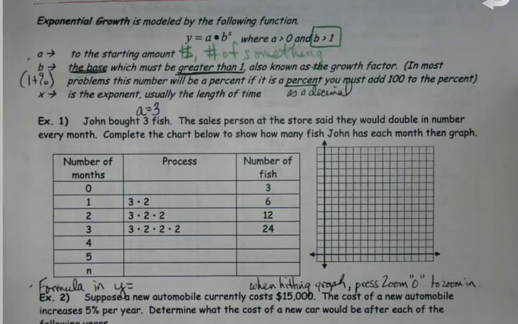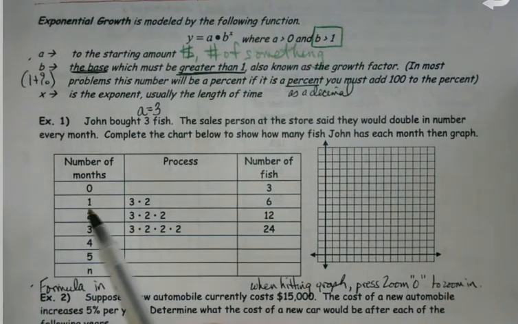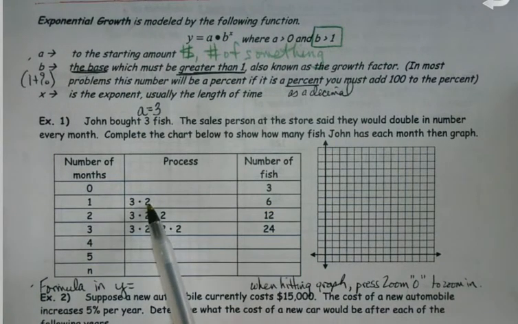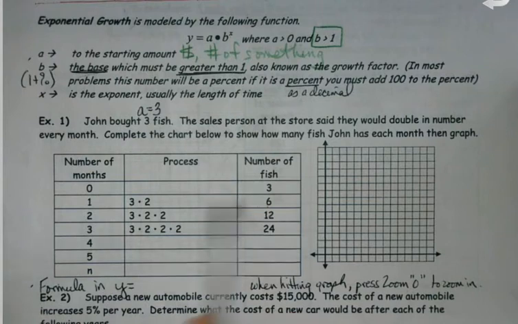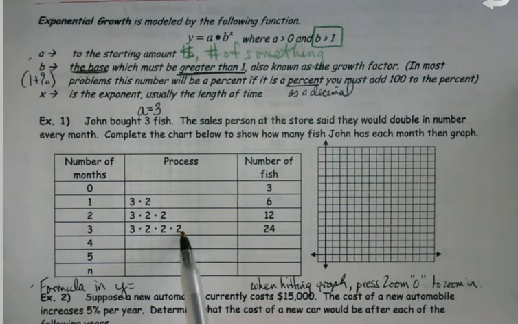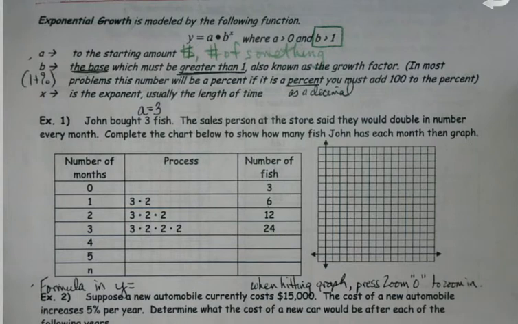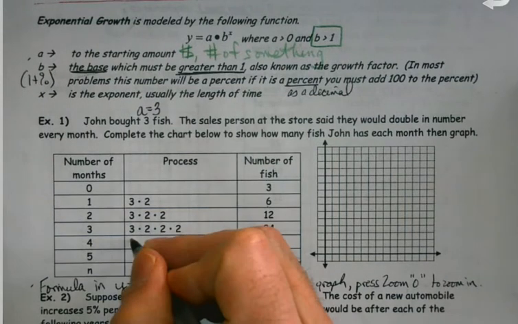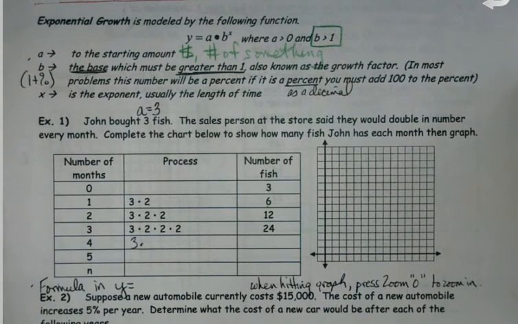So John starts in his first month with 3. And then doubling means you just times it by 2. So the second month he's got 6. And he's got 12 because I keep doubling it. And then I stick another times 2 on the end to double it. When we get to month 4, we're going to be all the way up to 48 already.